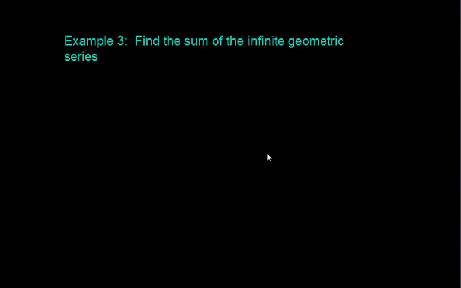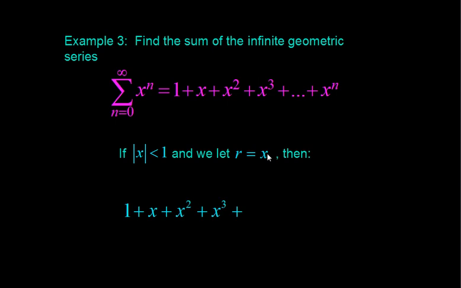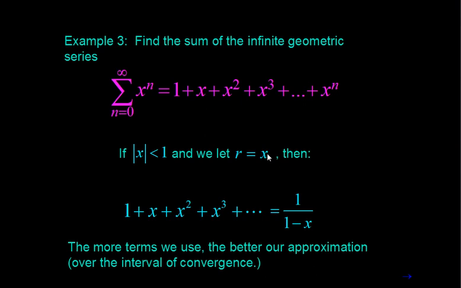Last example for this video. Let's find the sum of this geometric series, where we're doing 1 plus x plus x squared plus x cubed, and so on. You can see that we're just multiplying each term by x. This is the really common power series where each time we're just multiplying by x. As long as the absolute value of x is less than 1, and our common ratio is x, then 1 plus x plus x squared plus x cubed would converge to, using a over 1 minus r, 1 over 1 minus x. And the more terms we use, the better approximation we would get for this convergence.